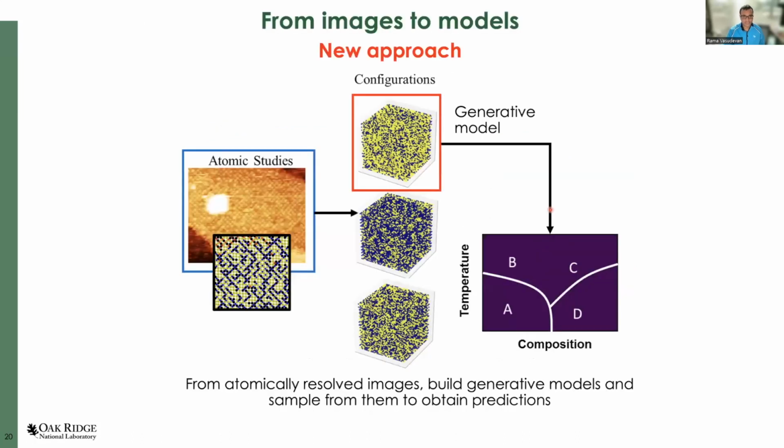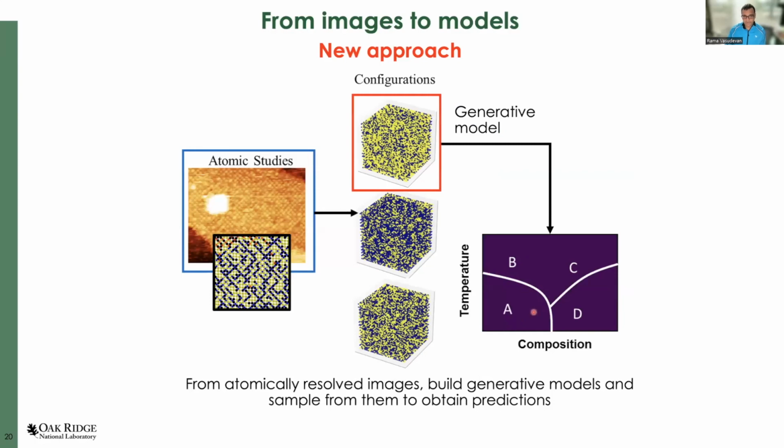And the answer is actually, yes, there is. The way that we can do that is by atomically resolved imaging studies. Let's say that we have atomically resolved studies. Then what we are doing is imaging the microstates of the system. So we can look at the kinds of atoms that are present, and the defects that are present, and in principle, we can use that to create a so-called generative model, from which we can sample, and then come up with predictions for how the material should behave for different compositions and temperatures.